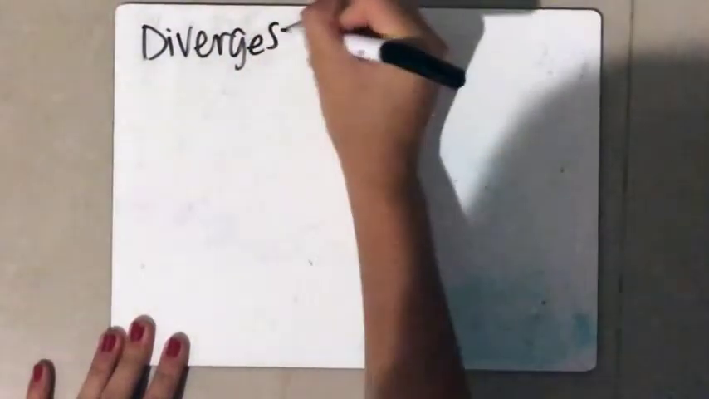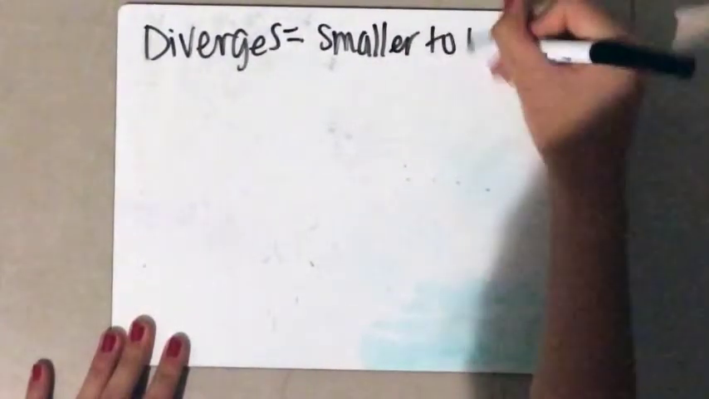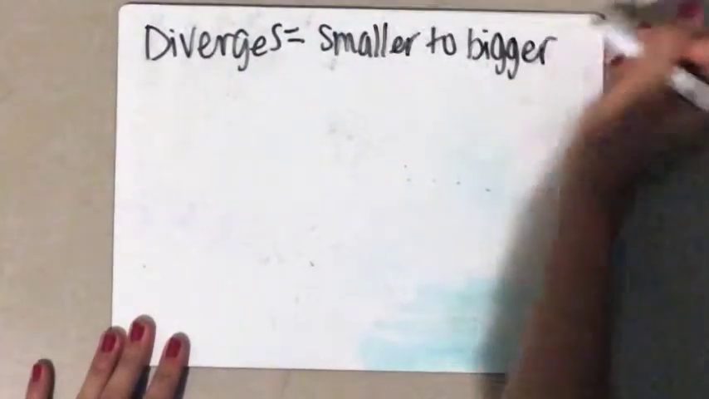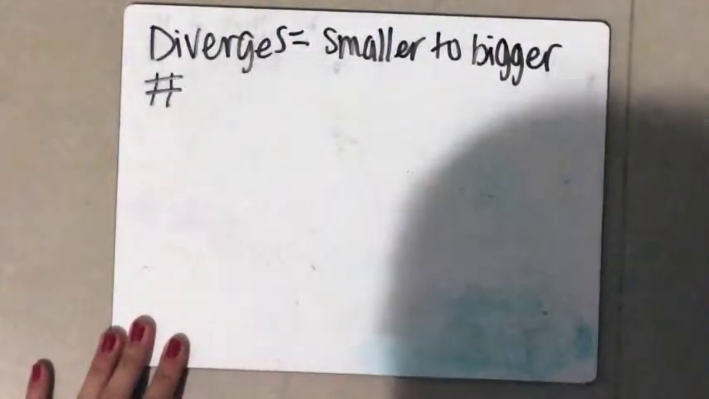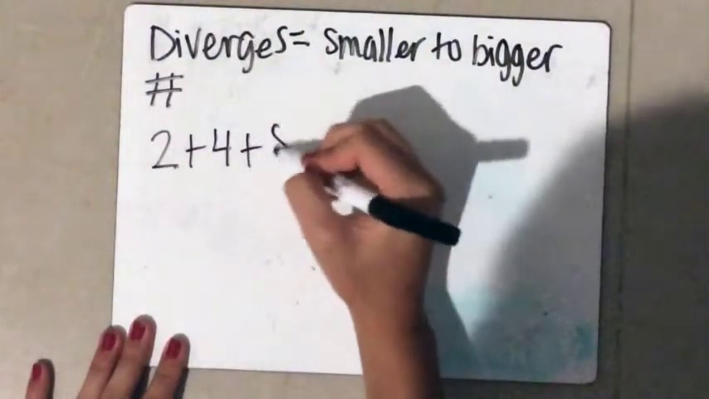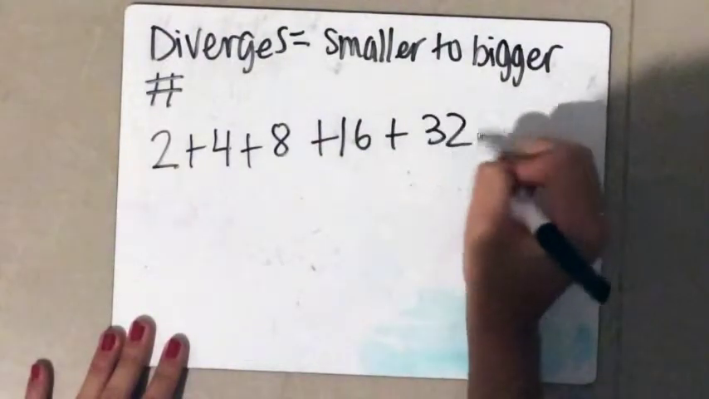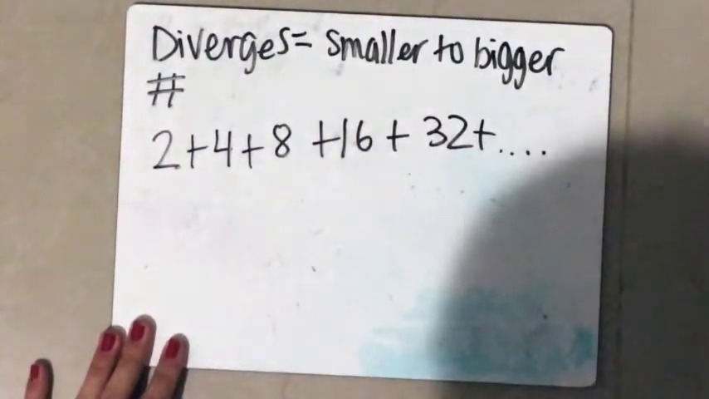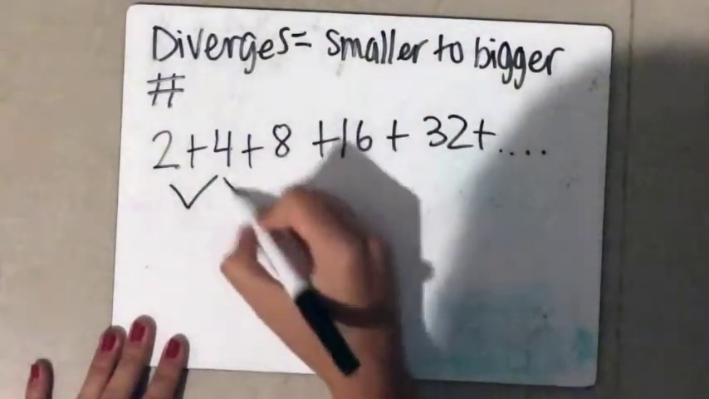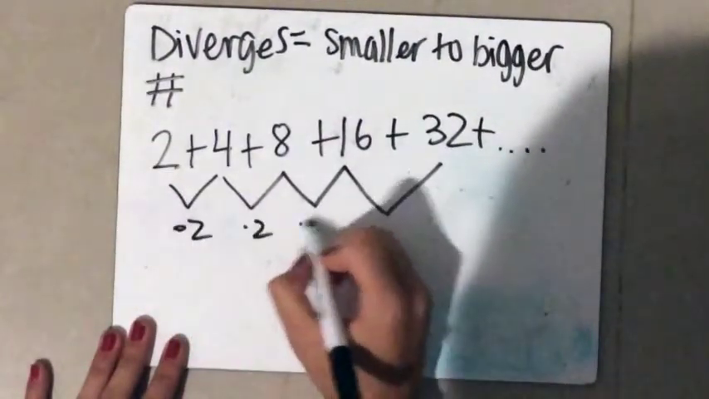Okay, so what is divergence? Divergence means going from a smaller to a bigger number. For example, 2 plus 4 plus 8 plus 16 plus 32 and so on. All of these numbers have a common ratio: times 2, times 2, times 2, and times 2.